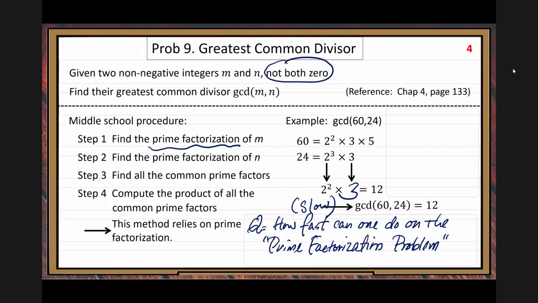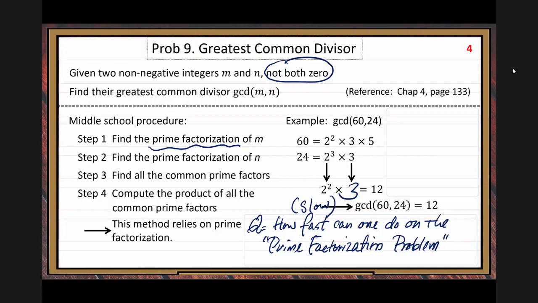So in the old story about prime factorization, some organization gave a prize to people in the world to do prime factorization on a 1,000-digit number. Is that a big number, 1,000 digits? The prize was $100,000 to do that.